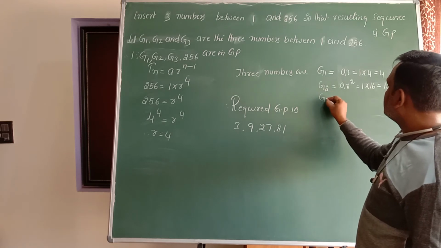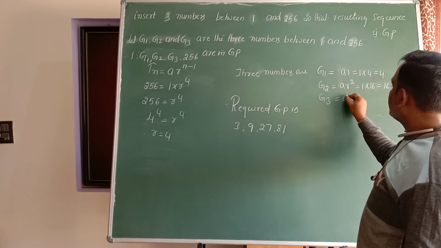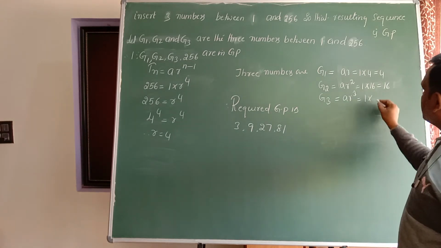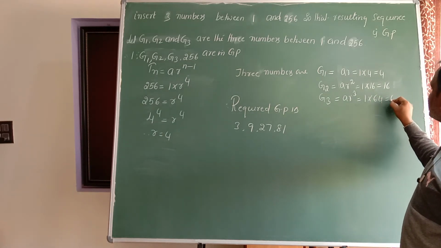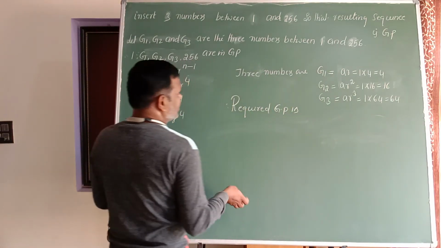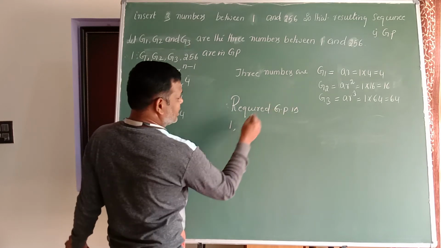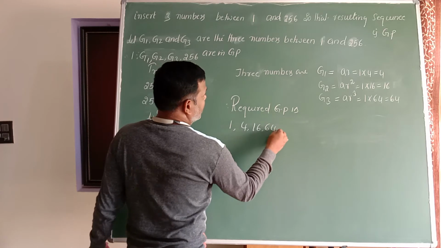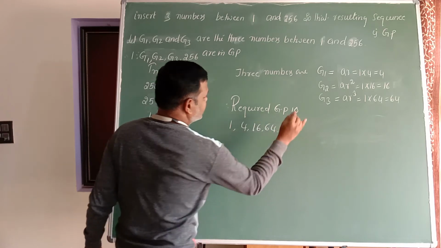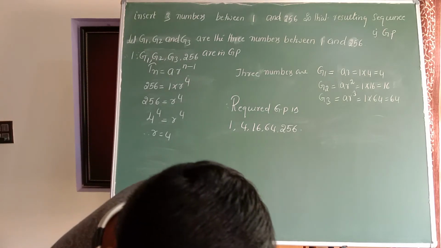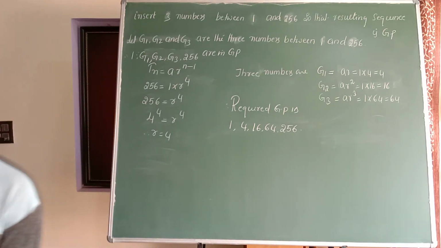So we need to find out G3. G3 is equal to A R cube. A is 1, R is 4. 4 cube is 64. The answer is 64 here. Therefore the required GP terms are: the first term is 1, second term is 4, third term is 16, fourth term is 64, and the last term is 256. This is very important from the examination point of view. Got my point? We'll go and discuss a few more problems related to this.